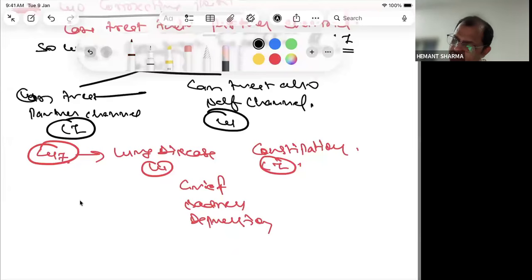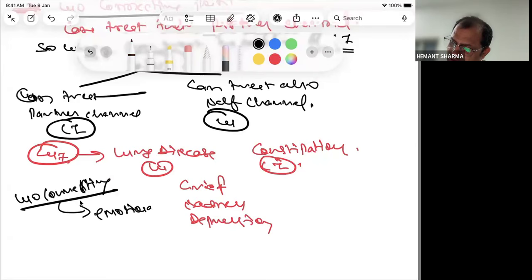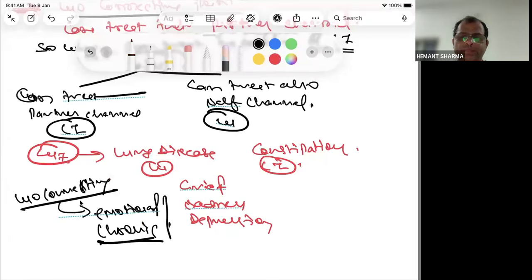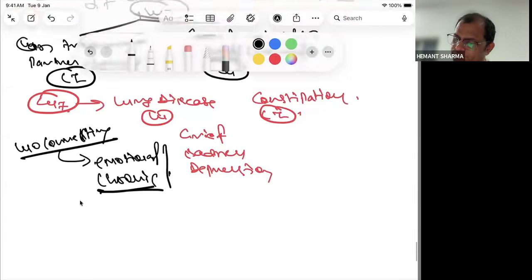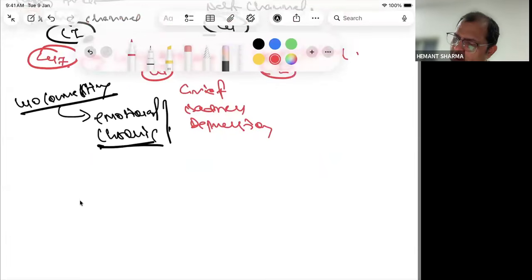Remember one thing, the Luo connecting points are one of the very good points to treat any emotional problems or any chronic problem. जब भी कोई बीमारी बहुत पुरानी होती है और हम इमोशन को ट्रीट करना चाहते हैं, we can work on Luo connecting. Got it? Fine.